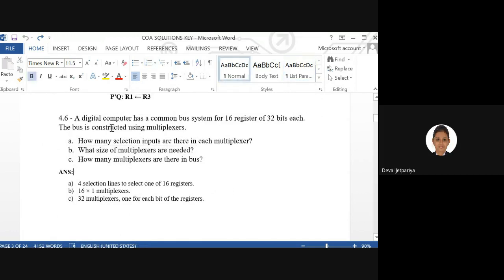Okay, so see here, we are using a common bus system, right? And for 16 registers, where in every register we require 32 bits to represent. So definitely if we want to represent 16 registers using every multiplexer, there must be 16 multiplexers we require, because each register is having 32 bits to represent.